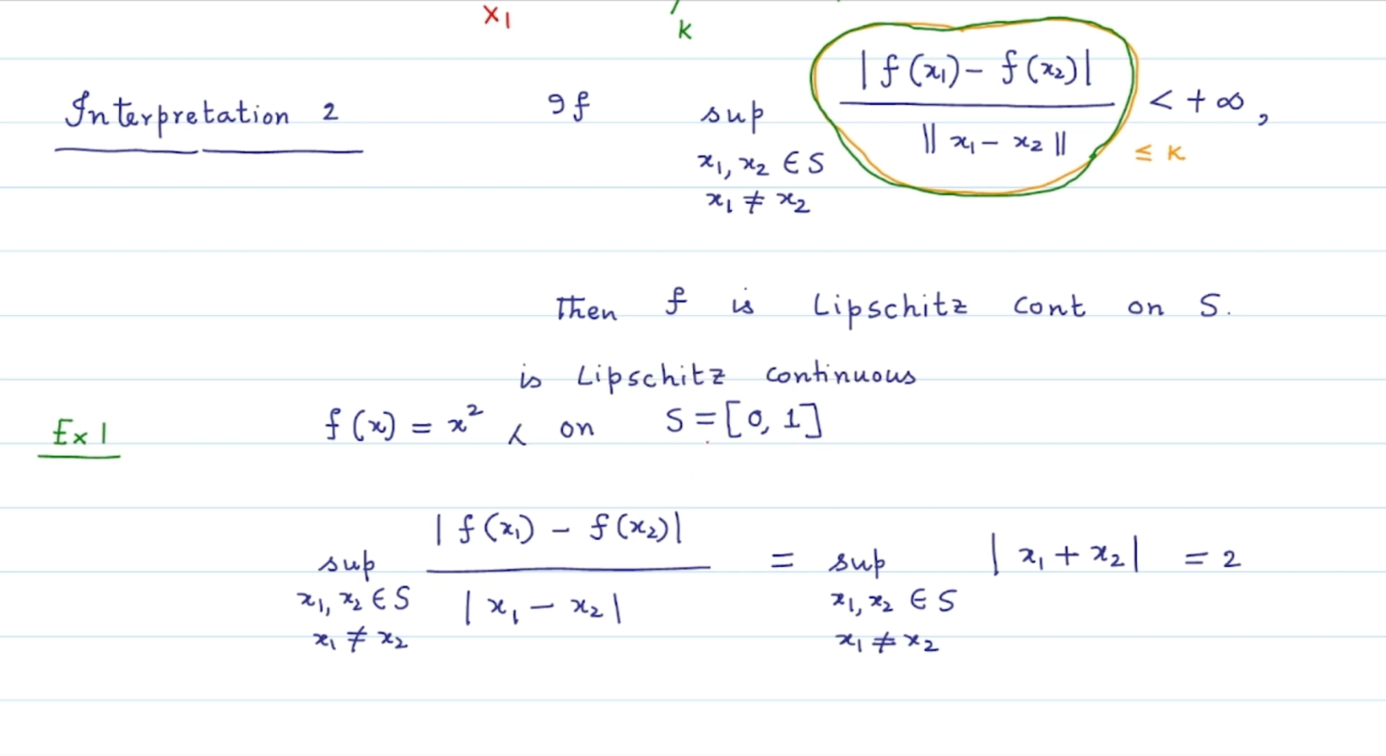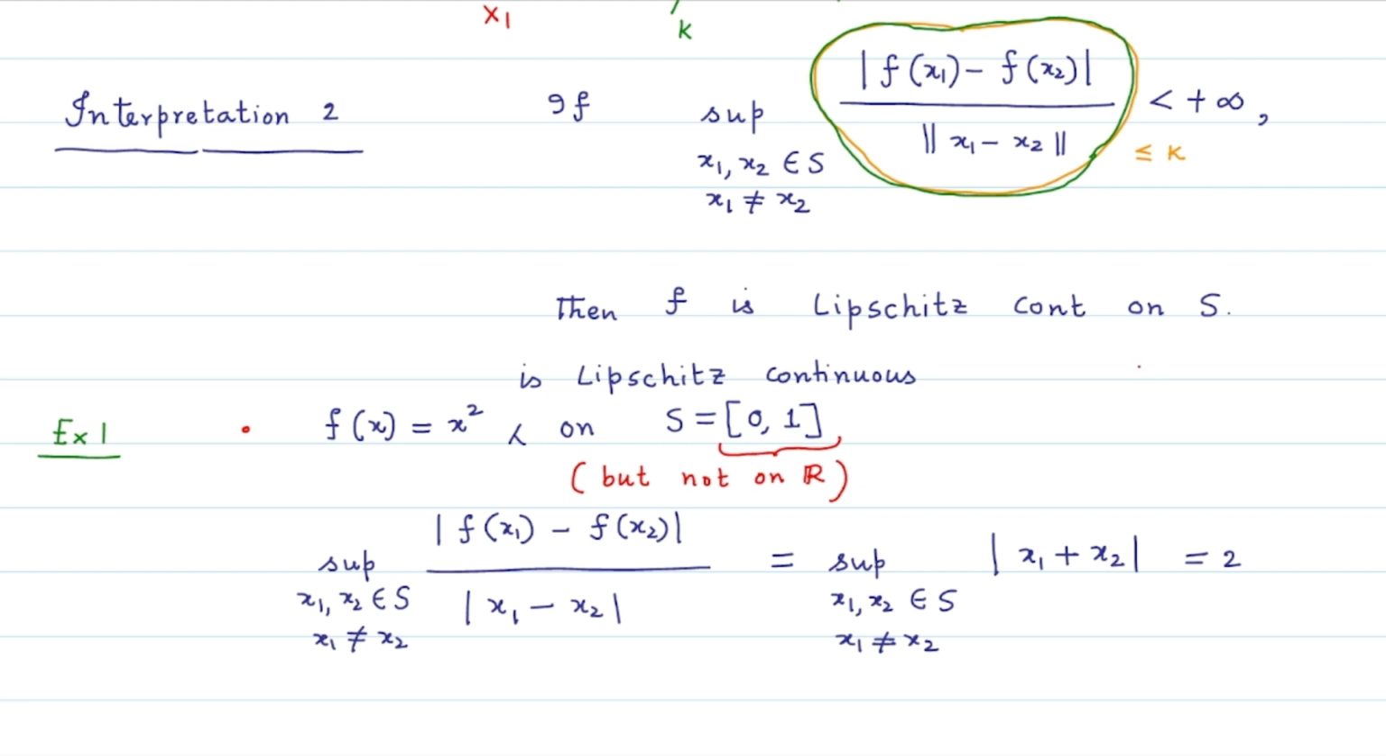Now here, instead of considering this closed and bounded interval 0 to 1, if we would have considered an unbounded interval or say the entire real number line, then we see that the supremum will not be a finite quantity and therefore the function f is not Lipschitz on the set of all real numbers. In fact, from the graph of f(x) equals x squared, we can quickly figure out that the function is not Lipschitz continuous on the set of all real numbers.